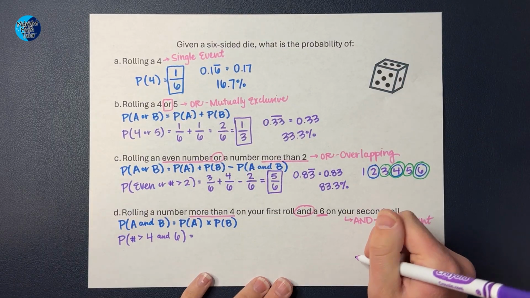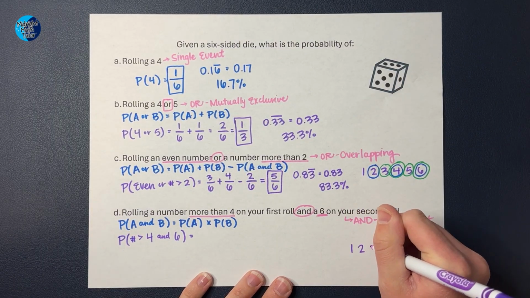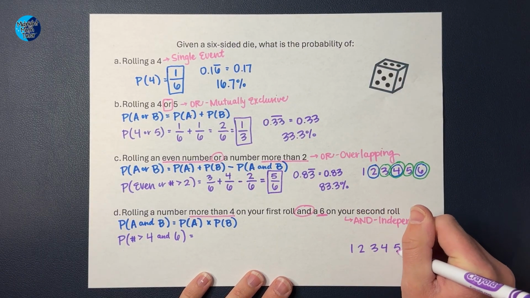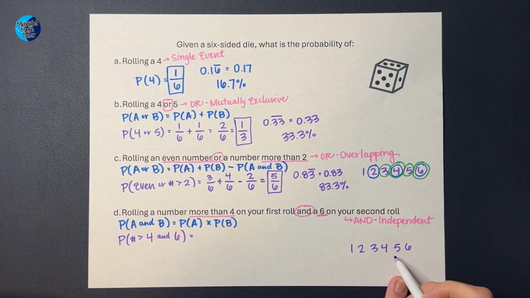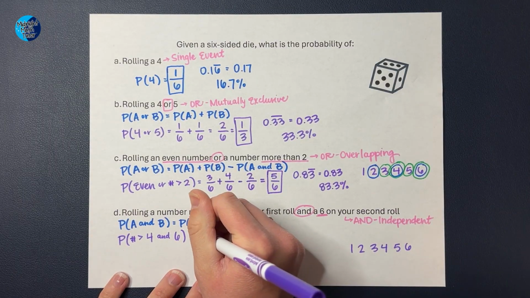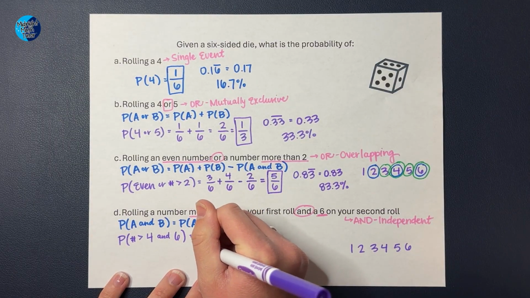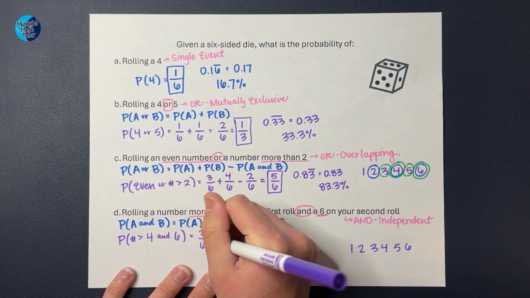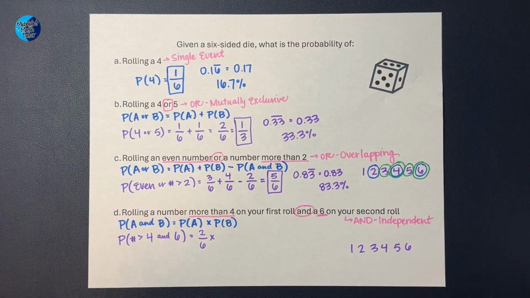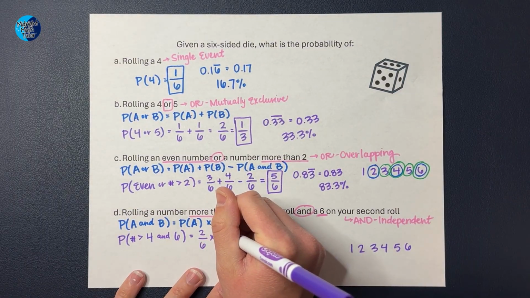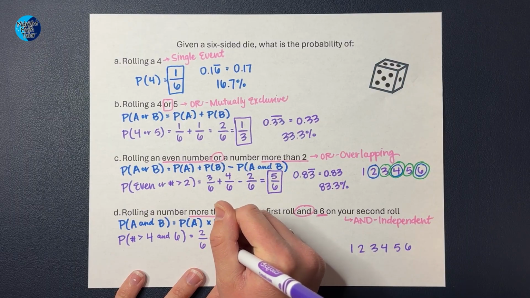what is the probability of rolling a number greater than 4? Well, I've got 1, 2, 3, 4, 5, 6. There are 2 numbers that are greater than 4. So 2 out of 6. We're going to multiply that by rolling a 6, which is a chance of 1 out of 6.